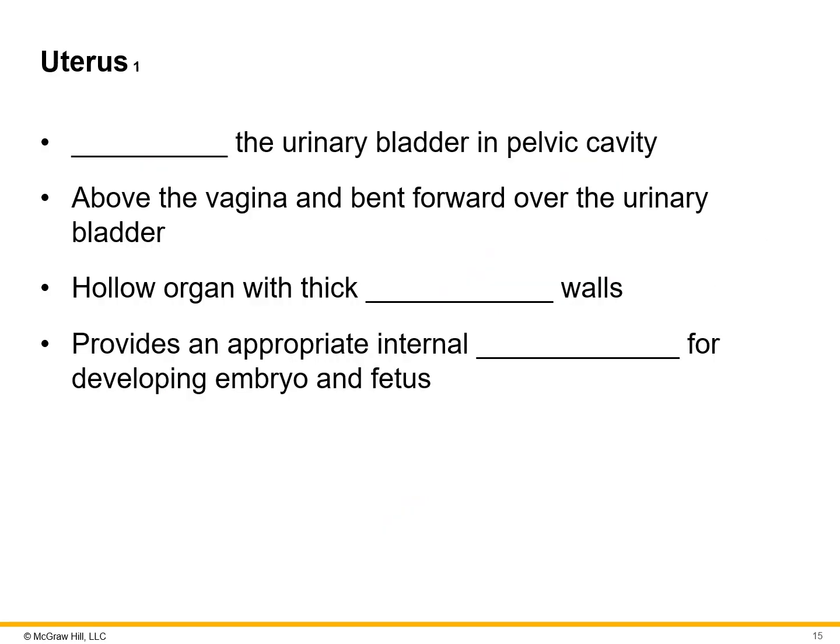So the uterus is located behind the urinary bladder in the pelvic cavity. It's located above the vagina and it is bent forward over the urinary bladder. It's a hollow organ with thick muscular walls, and it's going to provide an appropriate internal environment that will allow the embryo or fetus to develop and grow. So this right here is going to be your primary function of the uterus. It's just going to be to create this environment to allow the baby to grow.